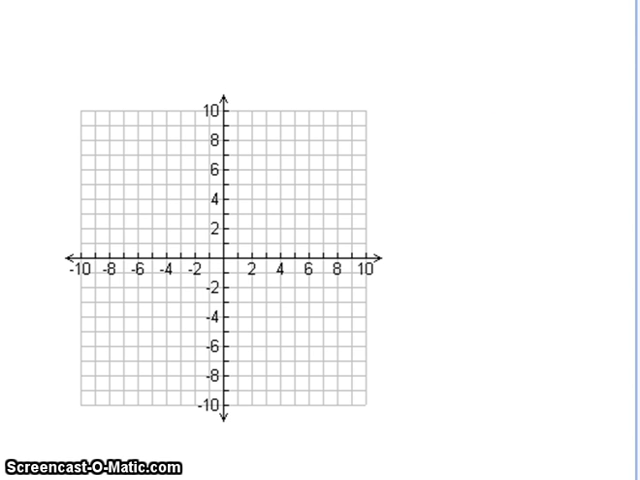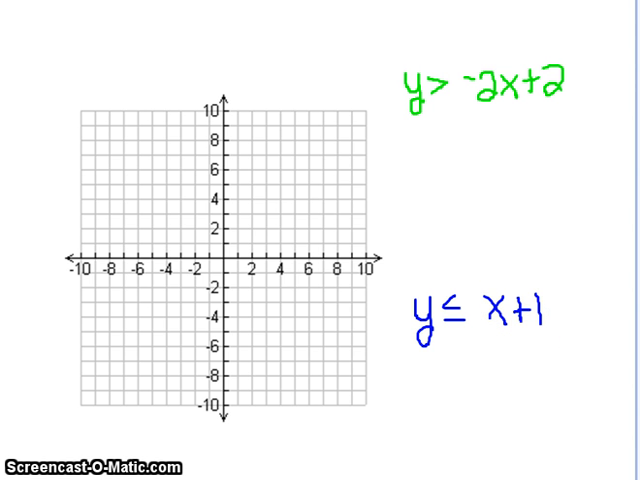Problem number 2, which you have in front of you on your sheet, is y is greater than -2x plus 2. And my second inequality is y is less than or equal to x plus 1. To graph our first inequality, it's diagonal this time. We are in the form of y equals mx plus c. So I have a slope of -2 over 1. I have a y-intercept of 2.